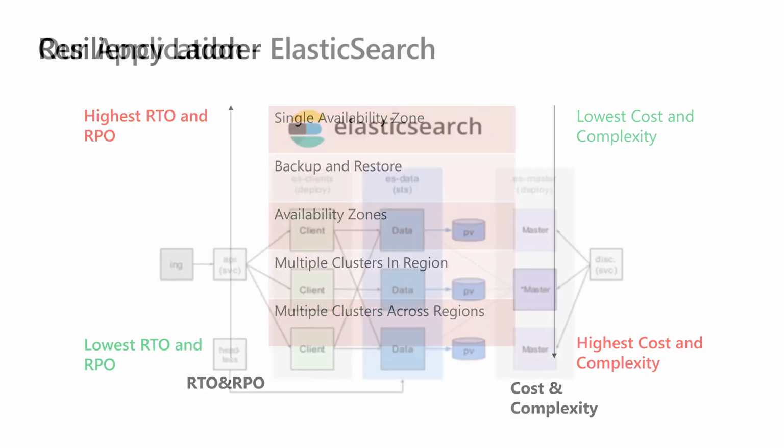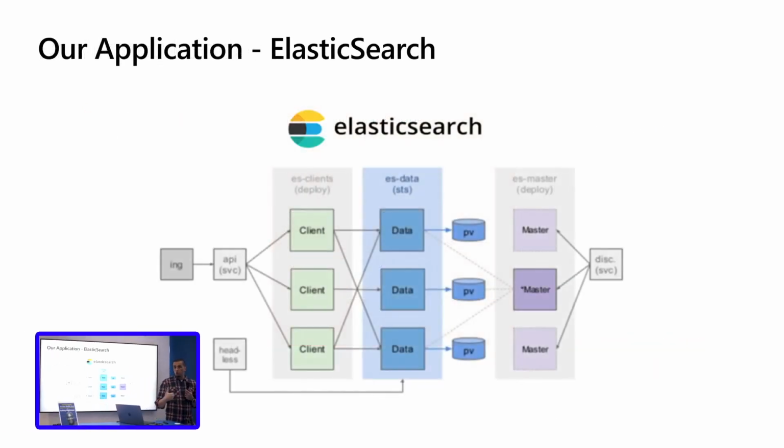Right. So I'm going to walk you through an example today, and our example is going to be Elasticsearch. We're using Elasticsearch because it has a complex architecture and there's a lot of moving parts. So it's a good example to show the resiliency in Kubernetes with Kasten, with a complex application.